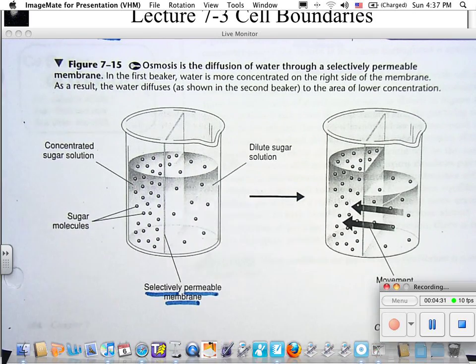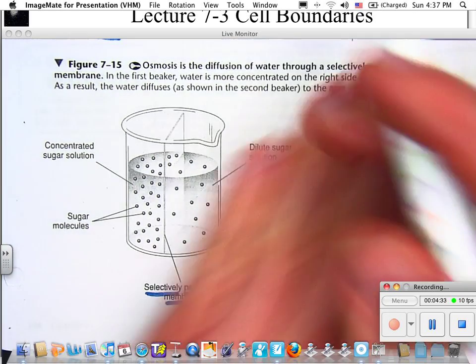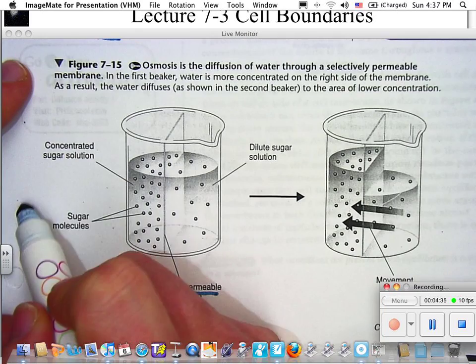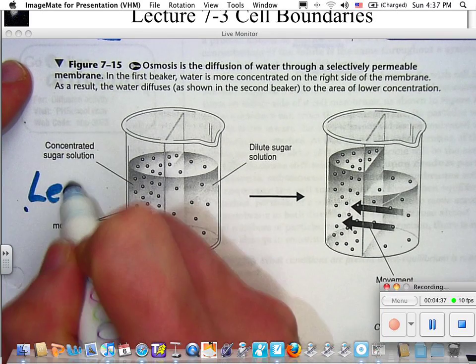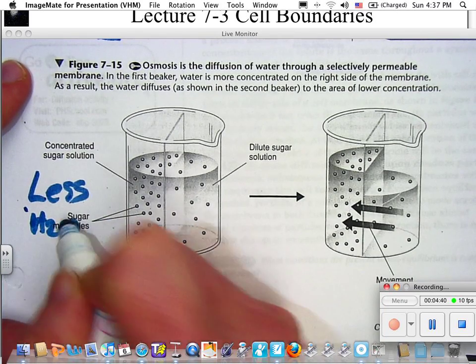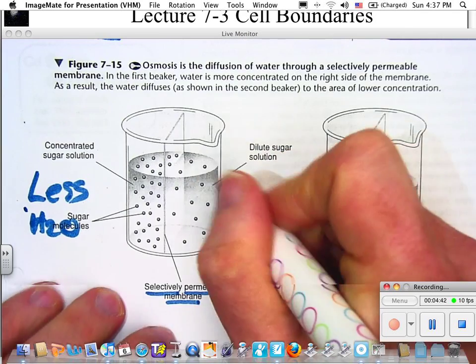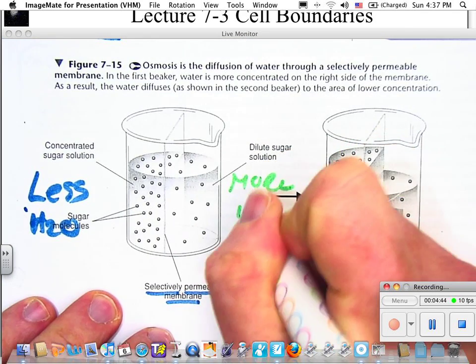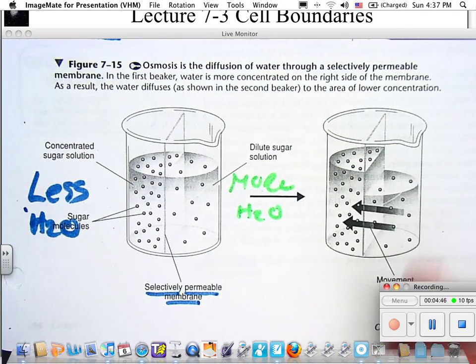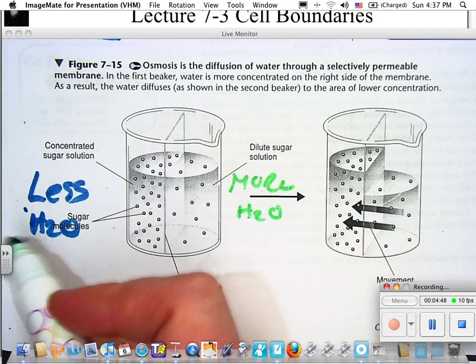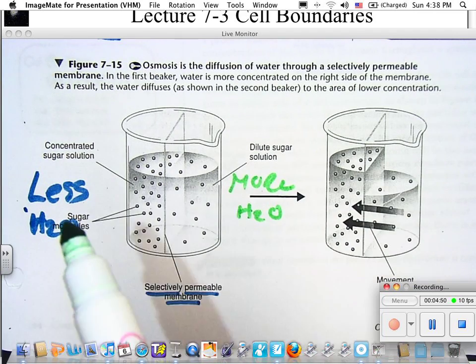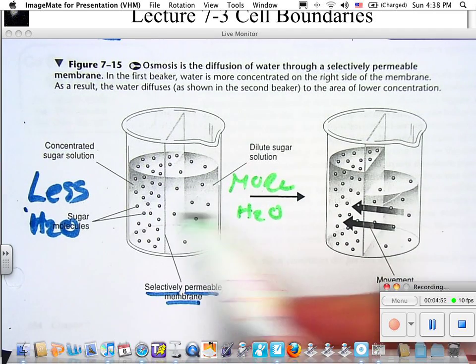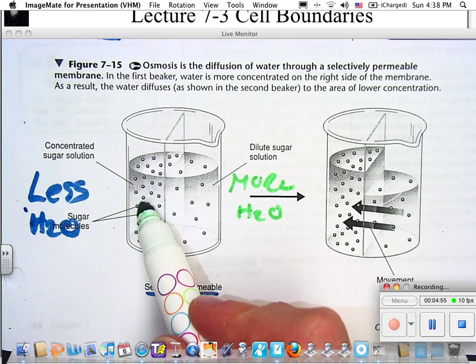But now we have to think of water as in concentration. This side has less water than this side, which has more water. As far as concentration goes, a higher concentration of water, a lower concentration of water. Why? Because there's more sugar on this side than there is on this side.